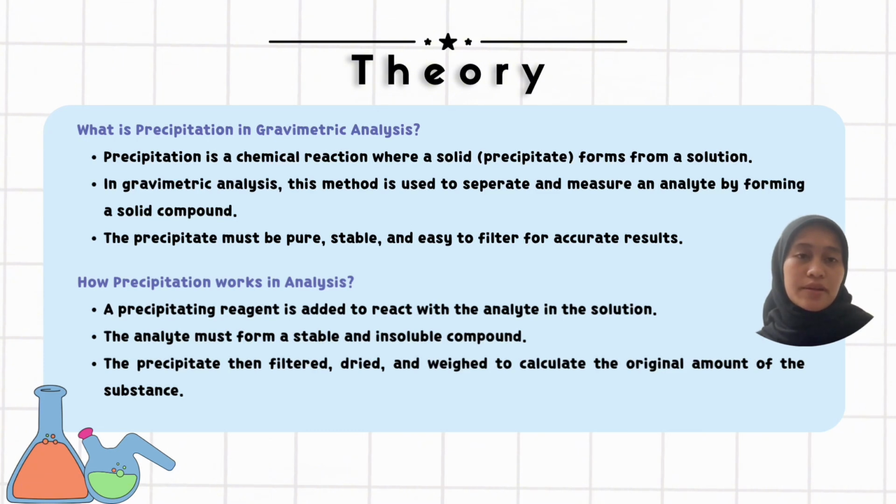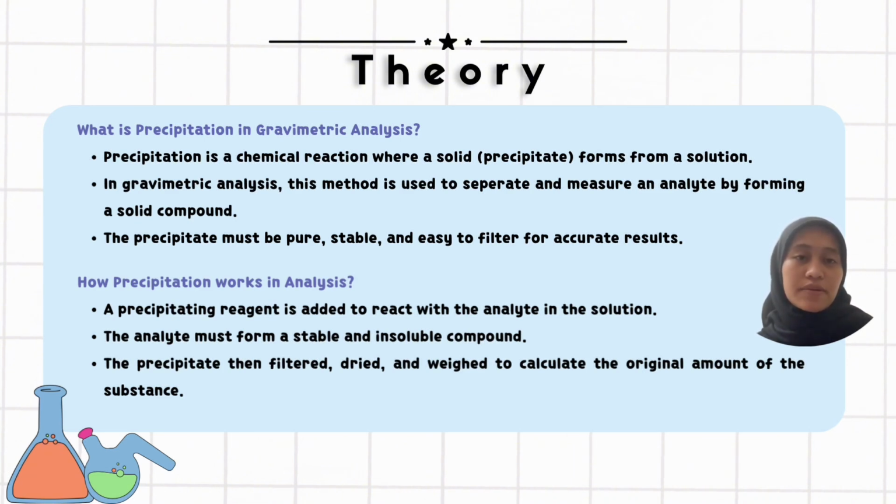Next is the theory. So what is precipitation in gravimetric analysis? Precipitation is a process where a solid forms from a solution due to a chemical reaction. In gravimetric analysis, we use this to separate and measure a specific component of a substance. And for this to work properly, the precipitate, or the solid formed, must be pure, stable, and easy to filter and weigh.